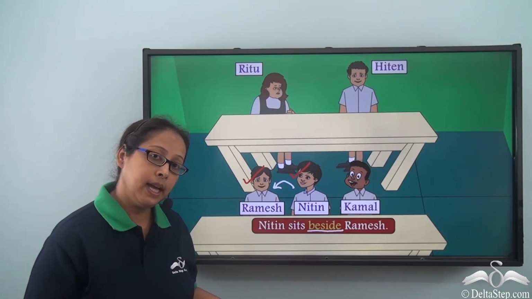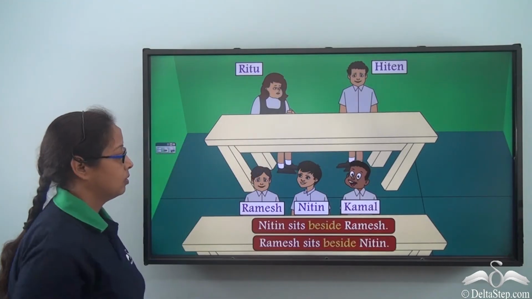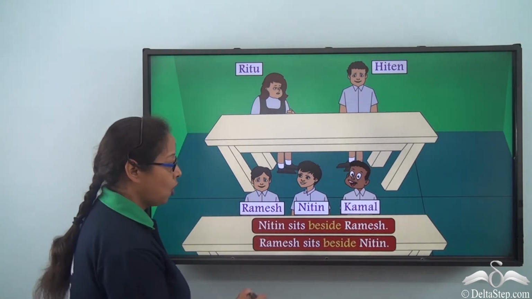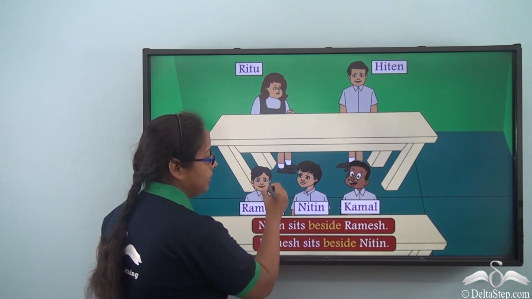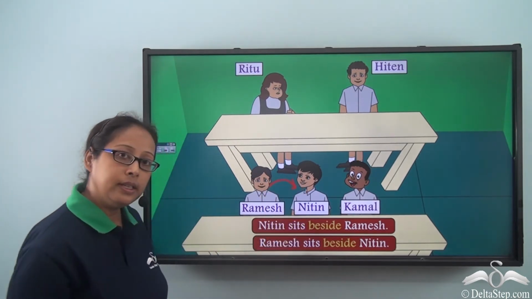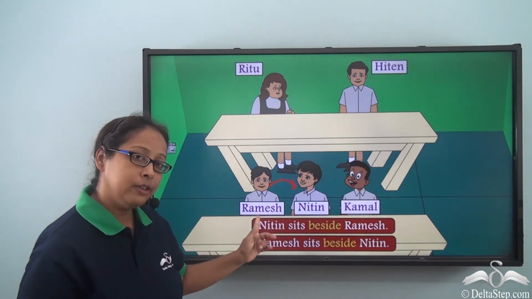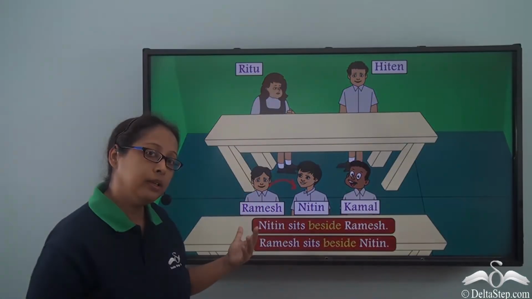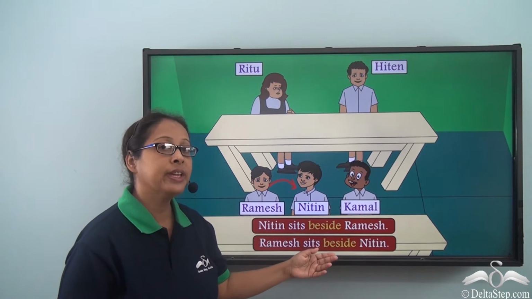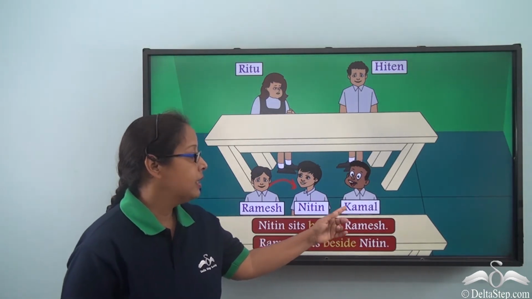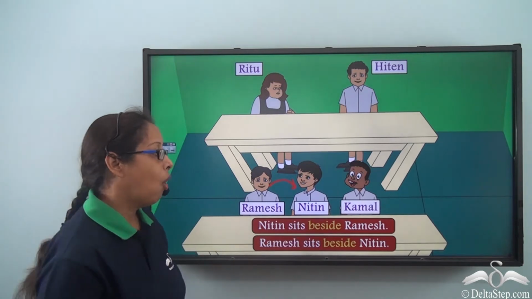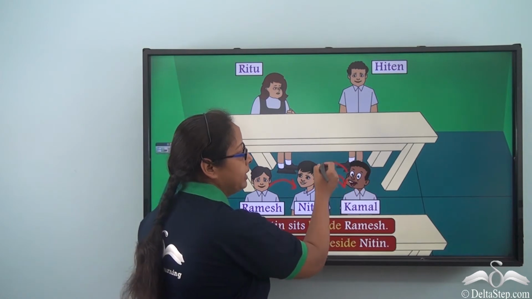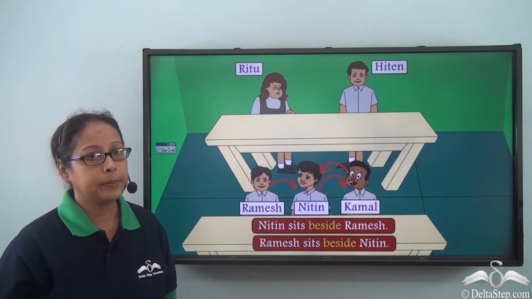We can also say it in another way. We can say that Ramesh sits beside Nitin. So this is Ramesh and this is Nitin. He is sitting beside Nitin. So not only is Nitin beside Ramesh, Ramesh is beside Nitin, or he is at one side of Nitin. So when we look at the same picture, we can also say that Kamal is beside Nitin, or Nitin is beside Kamal. It would mean the same thing.